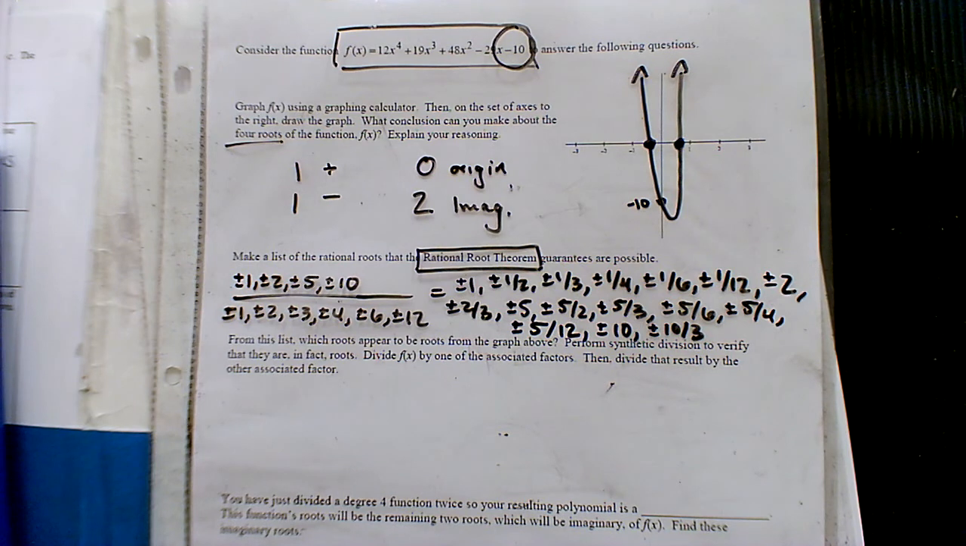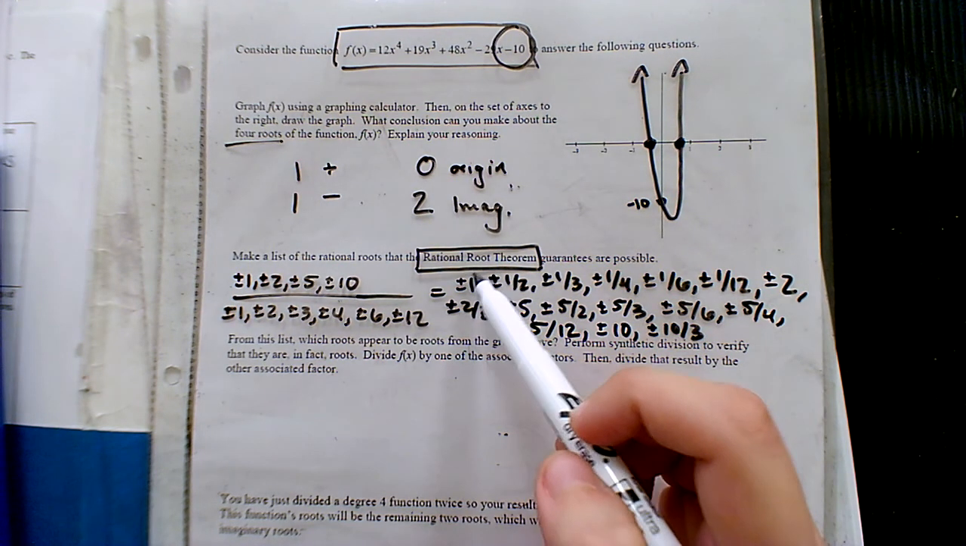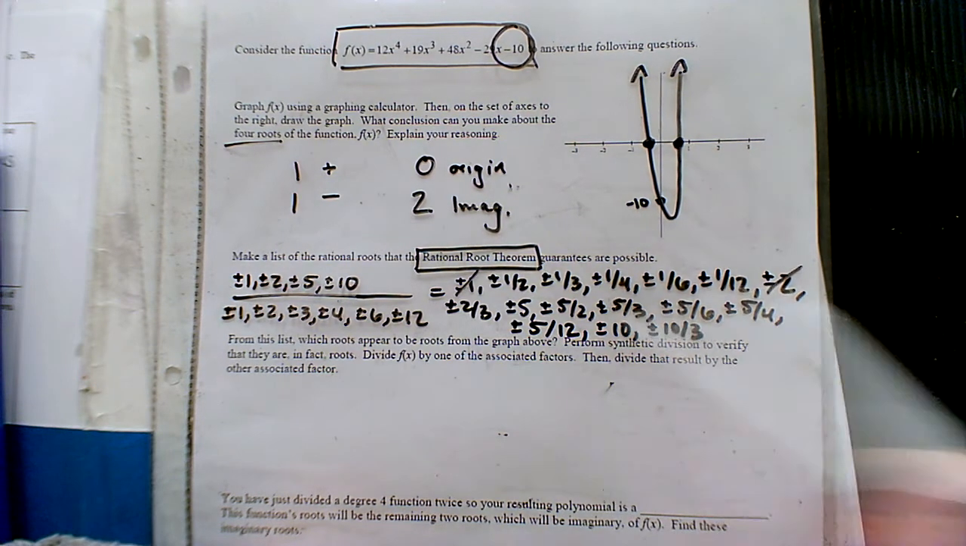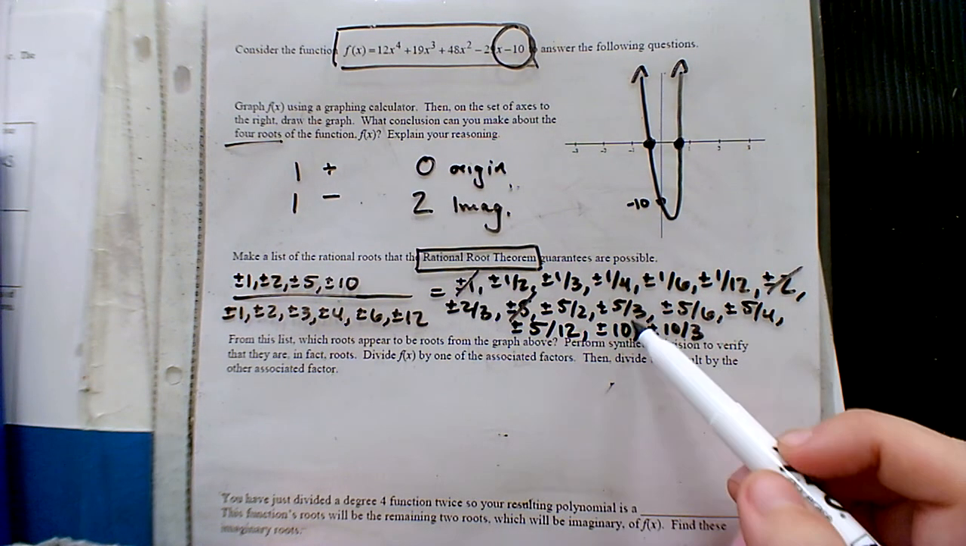What do you think, Eli? All the ones that are just even, 1, 2, 5, 10, all of those. Alright, all the whole numbers definitely don't make sense.